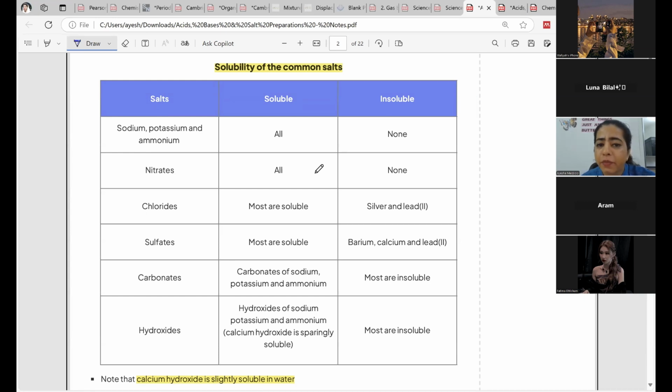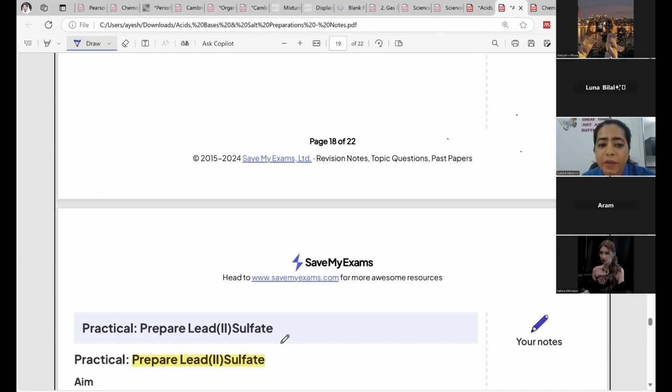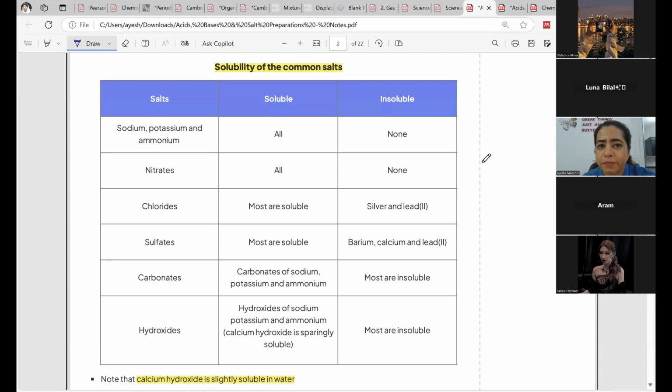We are not using acid. We are using a salt. Both should be salts. Can you tell me anything which will provide sulfate? And also, it should be a soluble salt.